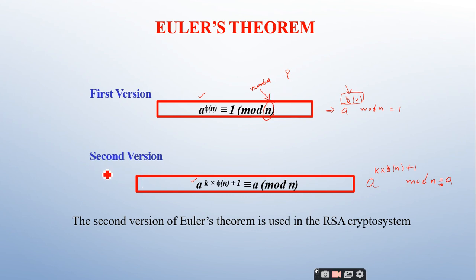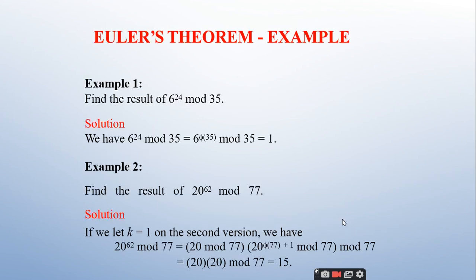So this second version of Euler's theorem, that is a to the power k times phi of n plus 1 congruent to a mod n, is exclusively used in the RSA cryptosystem. Very important thing. Clear? So where are we going to use Euler's theorem? What is the application of Fermat's theorem? The application of Fermat's theorem is to find the solutions of modular exponentiation in a simpler fashion. That is what we have seen, right?